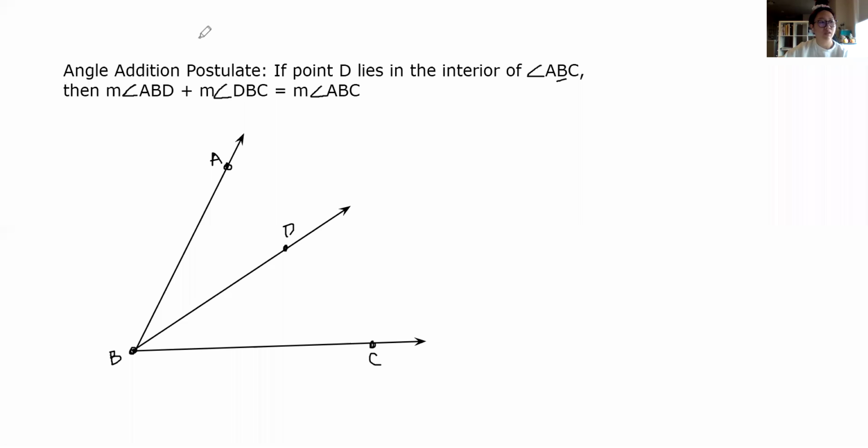So if we look at angle ABD, we know that's this angle right here. And we look at angle DBC, which is this angle right here. I know that if I were to add those two measurements, I'm going to end up with the full measurement of ABC. Okay, and that is the angle addition postulate. Those are your three postulates right there. Make sure you go back in the video if you need a refresher.